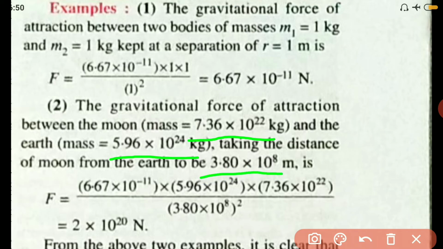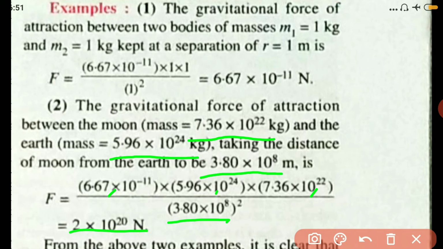So when I put the values in the formula for force, F equals G m1 m2 upon r square. G's value was 6.67 into 10 to the power minus 11. M1 is the mass of the earth, which is 5.96 into 10 to the power 24. M2 is the mass of the moon, which is 7.36 into 10 to the power 22, divided by the distance between the earth and the moon, which is 3.80 into 10 to the power 8, squared. After doing all the calculation, we shall get 2 into 10 to the power 20 Newton.